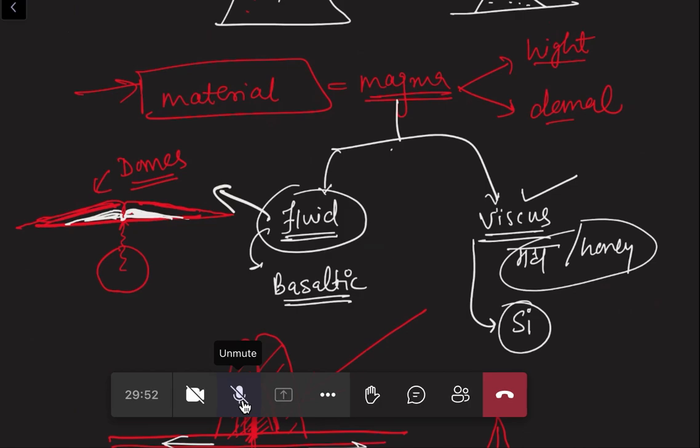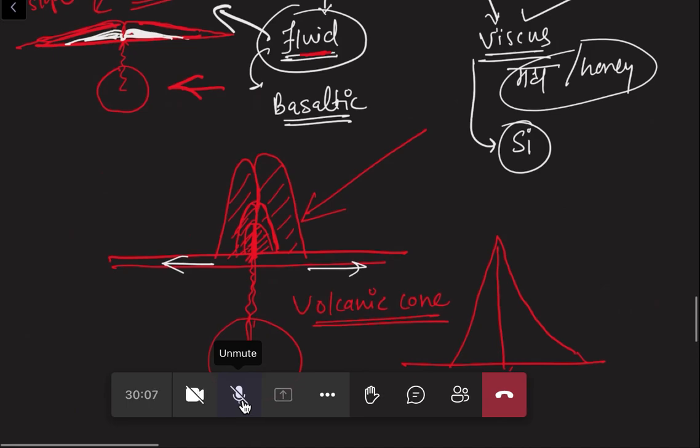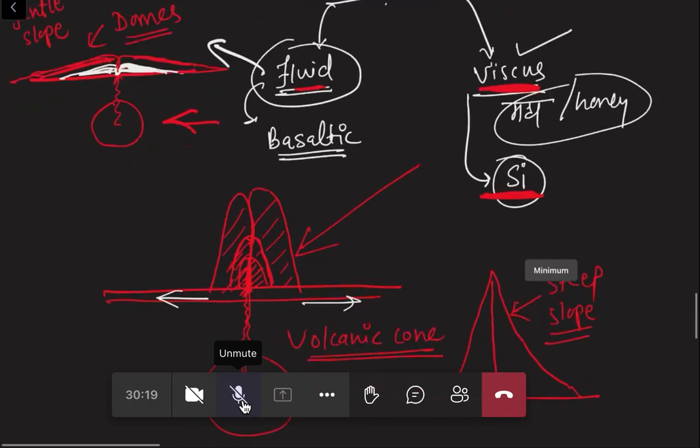Okay, because the lava is basaltic. It is fluid lava. That's why. So the domes are gently sloping. These slopes are what? Gentle slopes. Okay. But here, if the magma is viscous, these are very steep slopes. Why does it happen? Because the magma is viscous, it contains more silica. Okay, that's why it is like this.